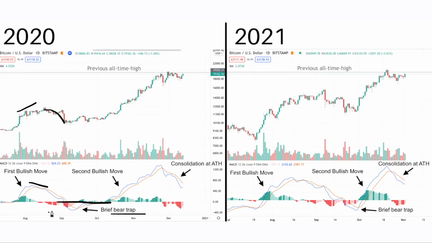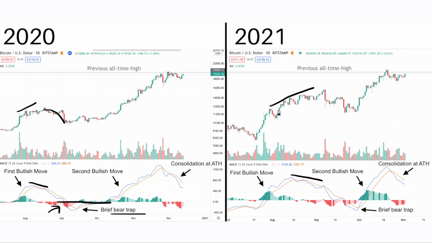You go into a brief downtrend here before that big run up to that all-time high. Now let's see how similar that is to 2021. Very similar price action. Big bullish move here. Then you have the price grind up, make a higher high as momentum is going down.